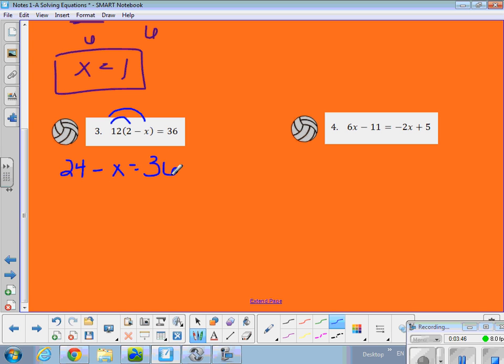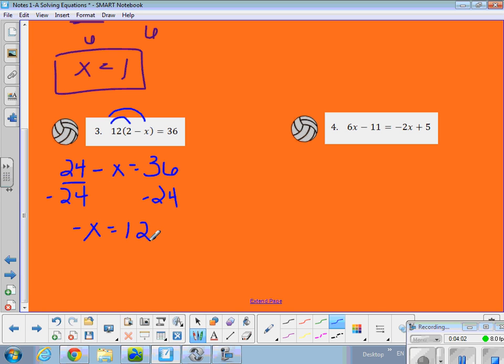Now I want to get that x completely by itself. I notice that this is a positive 24, so I'm going to subtract 24 from both sides. Then I get the opposite of x is going to be equal to 12. Well, I don't want to know what the opposite of x is.